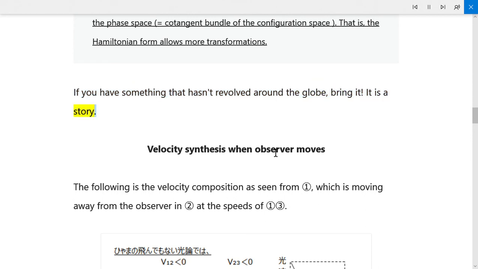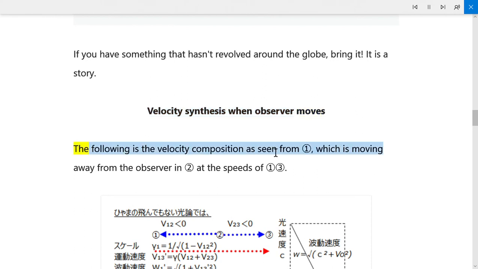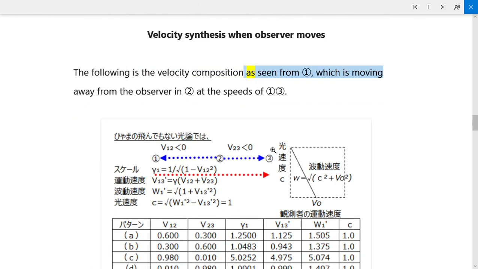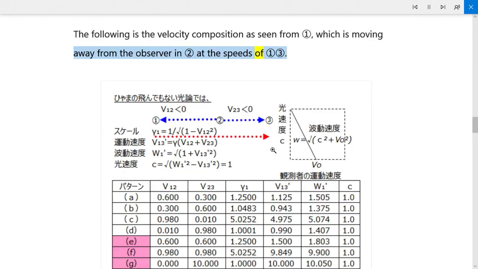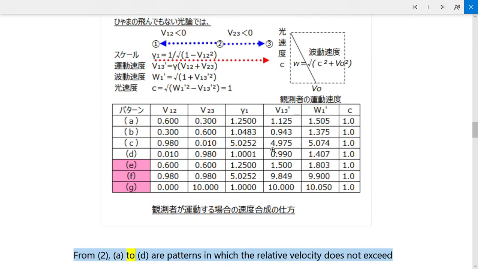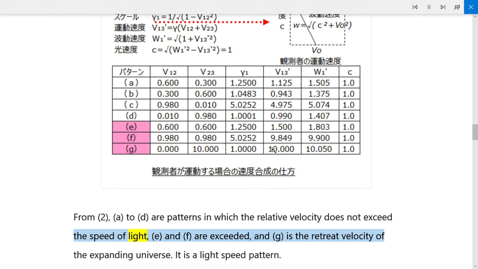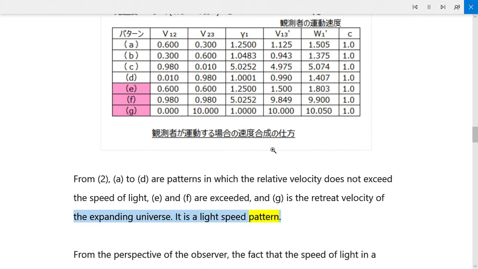It is a story. Velocity synthesis when the observer moves. The following is the velocity composition as seen from the observer, of objects moving away at various speeds. Patterns a to d are patterns in which the relative velocity does not exceed the speed of light, e and f are exceeded, and g is the retreat velocity of the expanding universe. It is a light speed pattern.